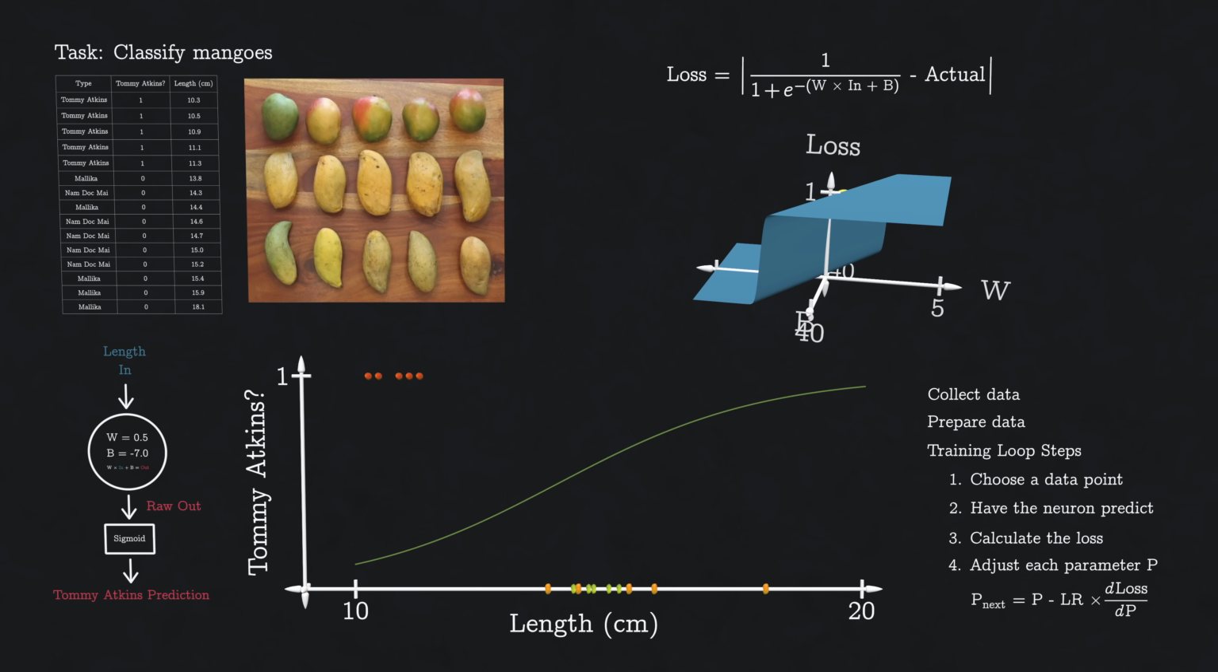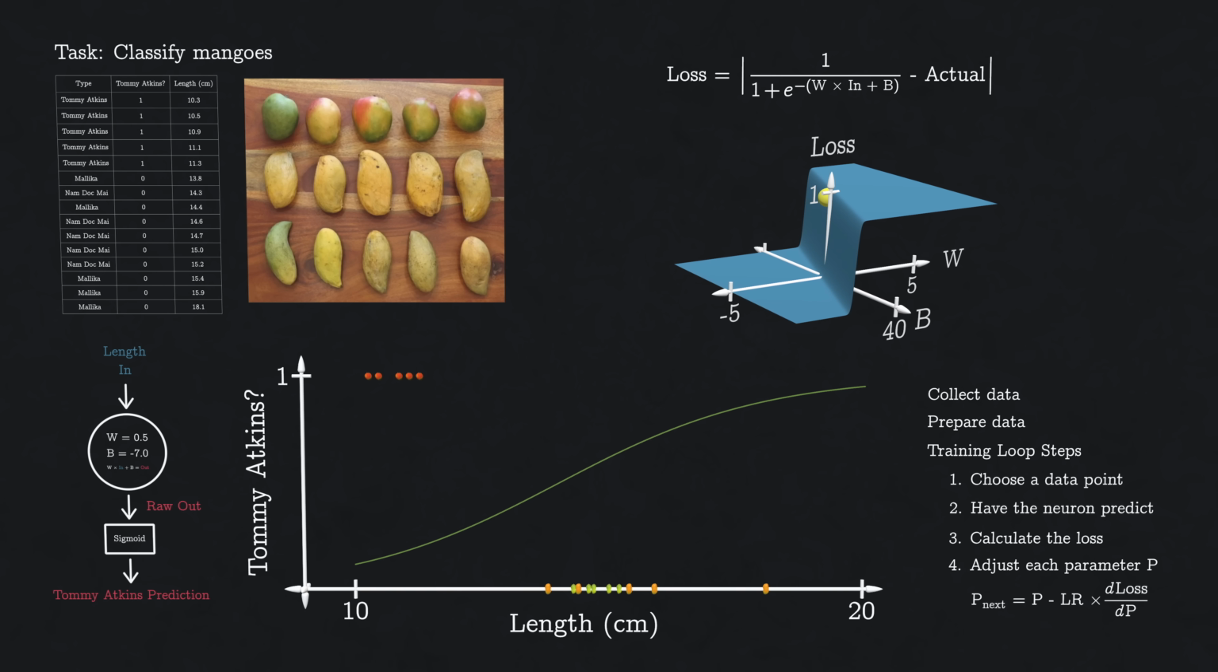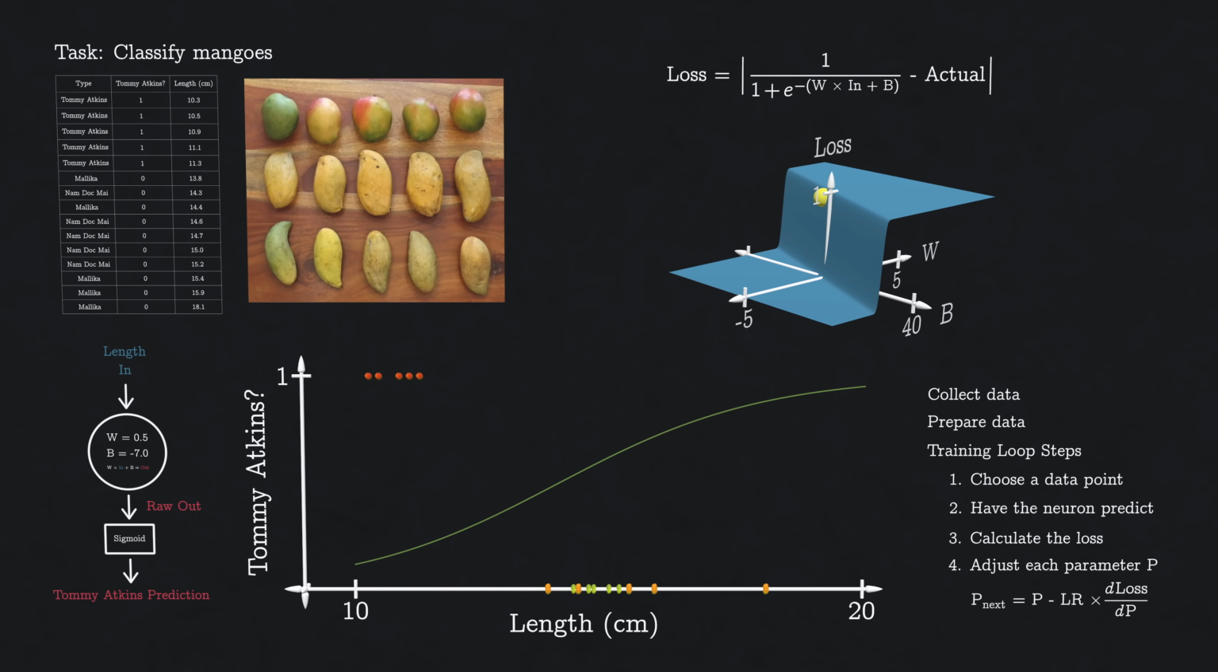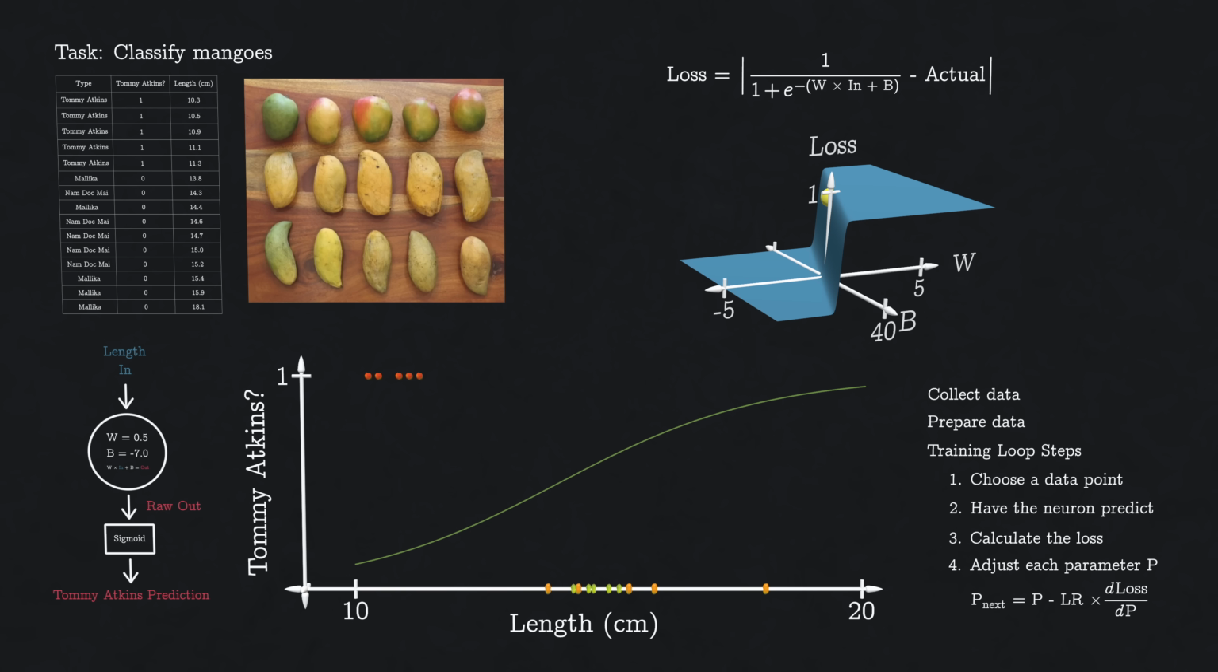The idea, like before, is to step downhill on this landscape. At the initial weight and bias we picked, we're actually on a pretty steep spot on this landscape, so the neuron should be able to start learning right away. But this is just the loss function for one of the data points, right? Just like before, the loss function depends on the data point we're looking at as well.